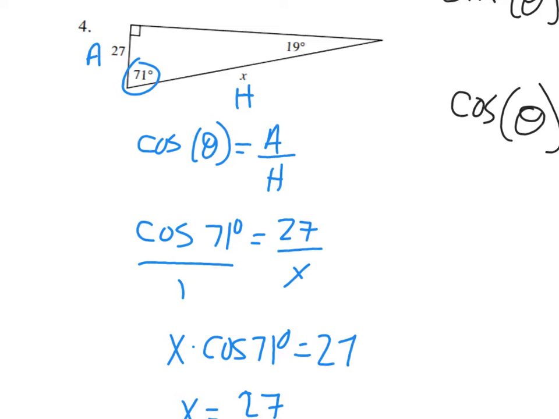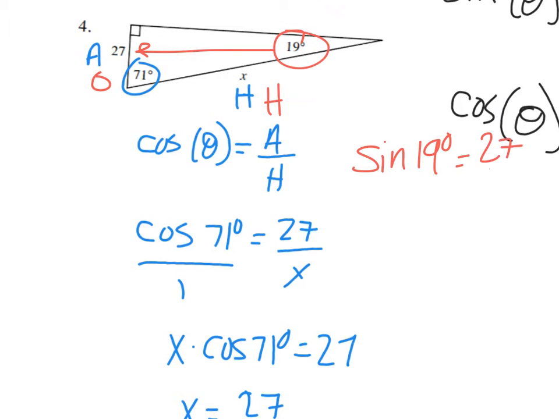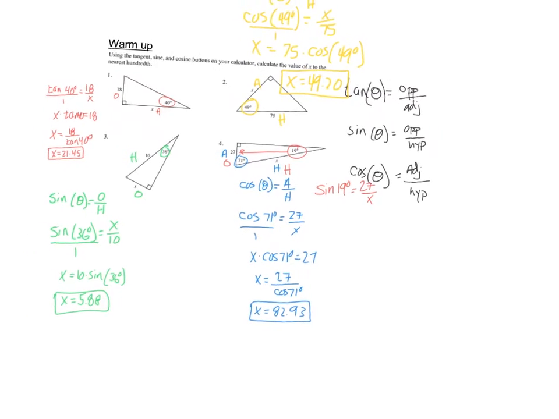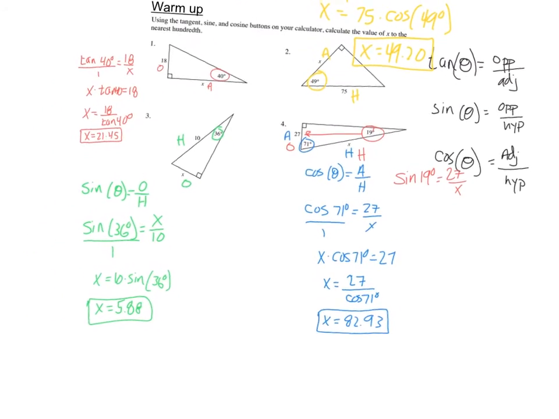If you did indeed happen to use this 19 degrees as your reference angle, then this side length would rather be the opposite leg. This is still the hypotenuse right here. So in that instance, you'd be using the sine of 19 degrees equals 27 over x, and you would solve that way. But either way, you could use sine or cosine. You end up getting the same answer, just as your ratio is a little bit different in the setup.